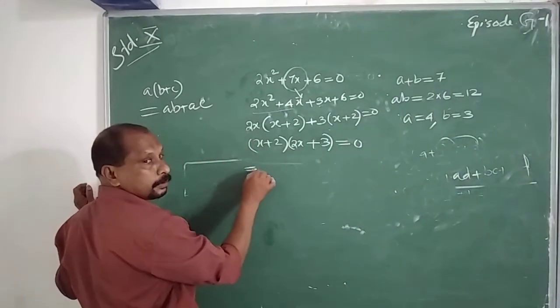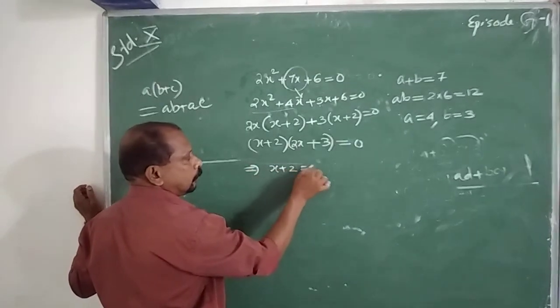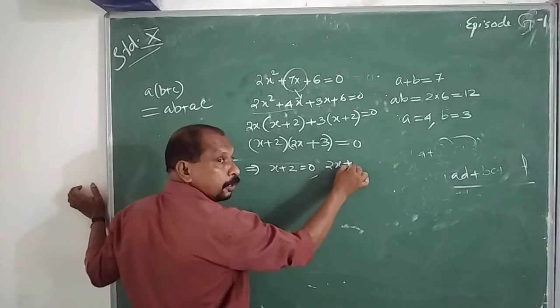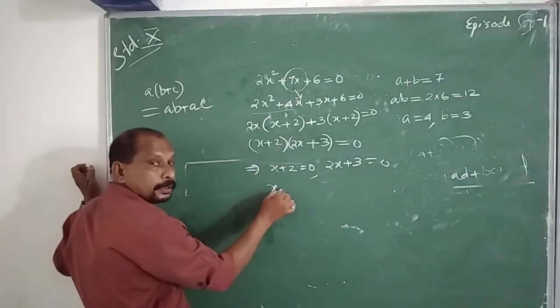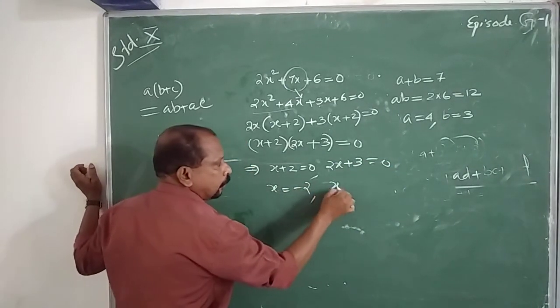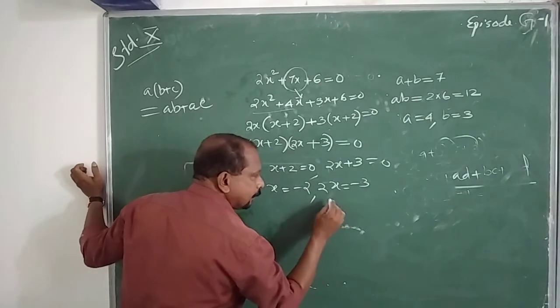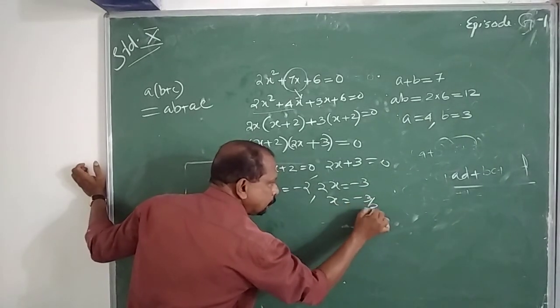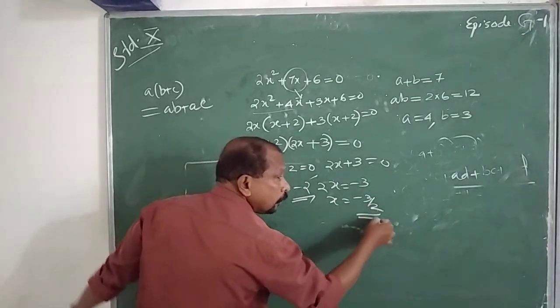And which implies that what? x plus 2 is equal to 0. 2x plus 3 is equal to 0. Then what is x? Minus 2. What about the other? 2x is equal to minus 3. That is x is equal to minus 3 by 2. Therefore, these two are the roots of the quadratic.